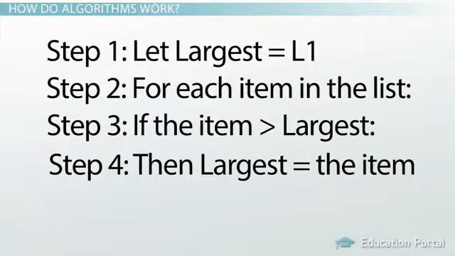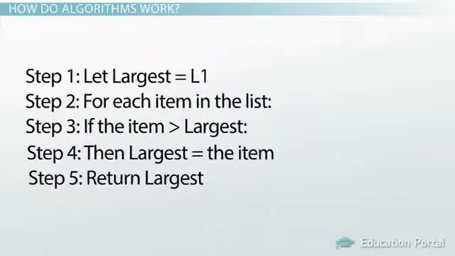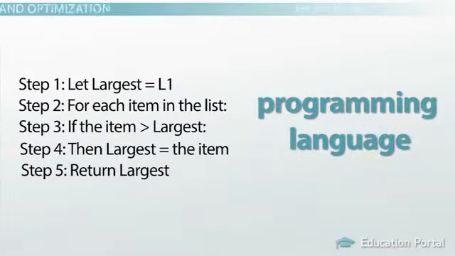Step 4. Then largest is equal to the item. This replaces the old largest number with the new largest number you just found. Once this is completed, return to step 2 until there are no more numbers left in the list. Step 5. Return largest. This produces the desired result. Notice that the algorithm is described as a series of logical steps in a language that is easily understood. For a computer to actually use these instructions, they need to be written in a language that a computer can understand, known as a programming language.